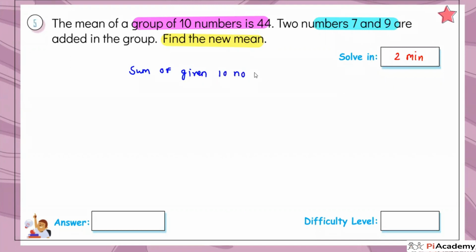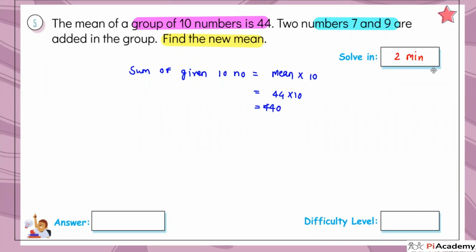How can we figure this out? As you know, this is mean times 10 numbers. Why are we multiplying by 10? Because this is the average mean for all these 10 numbers. So if you multiply them, you will get the sum of these 10 numbers. So 44 times 10, and you are going to get the sum of the previous numbers, that is 440.